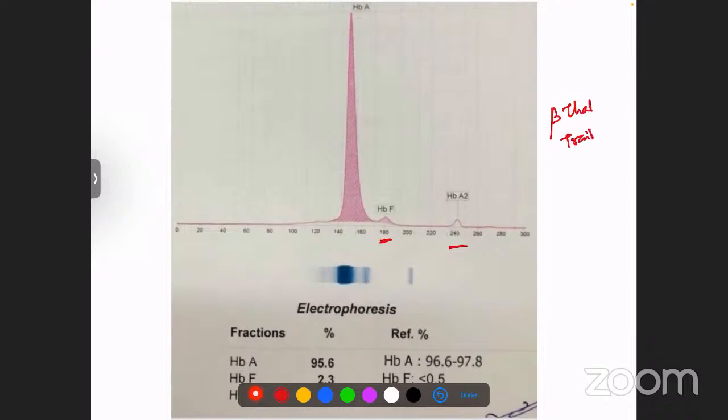So these people have a very high risk of being misdiagnosed as iron deficiency anemia. For these people, genetic counseling is mandatory.